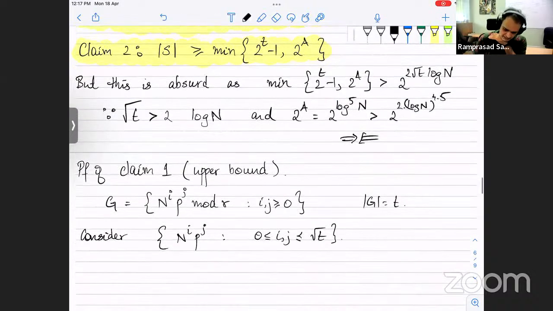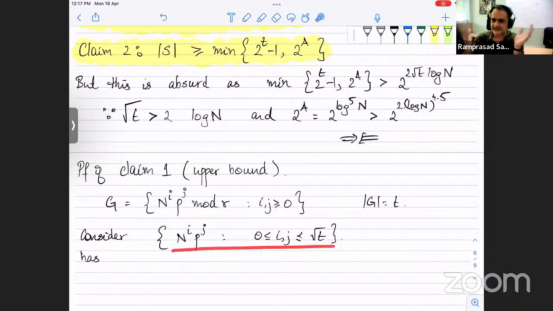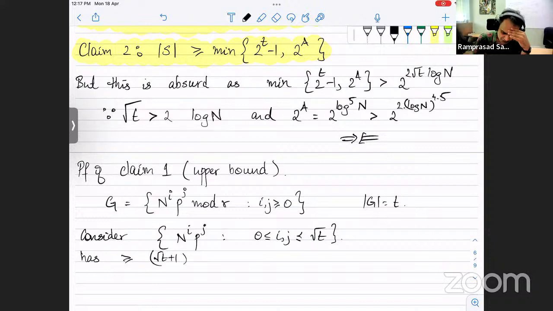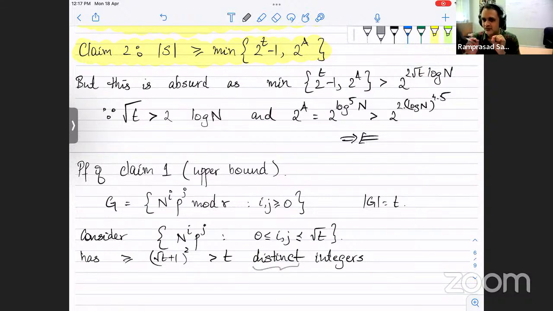Okay, how large is this set? Well, I have square root t plus 1 choices for i, and square root t plus 1 choices for j. So therefore, overall it has at least square root t plus 1 the whole squared, which is strictly bigger than t, distinct integers. Okay, and let me just add, why are all of them distinct? I want to somehow say that for different choices of i and j, I will have two different integers. They won't be the same.